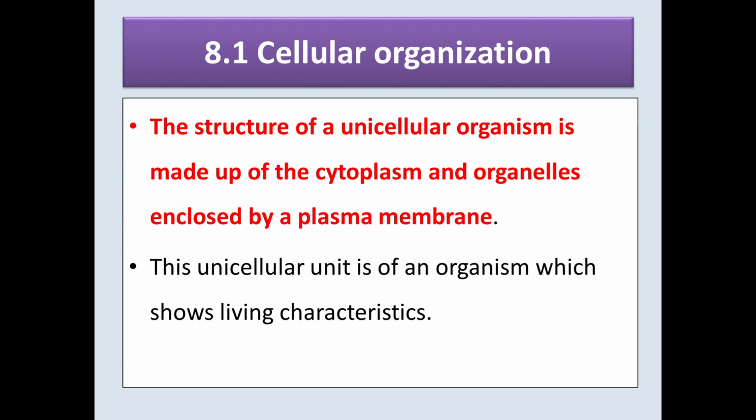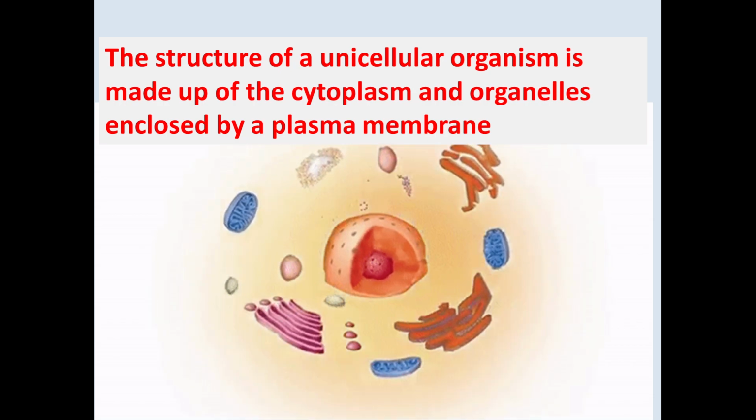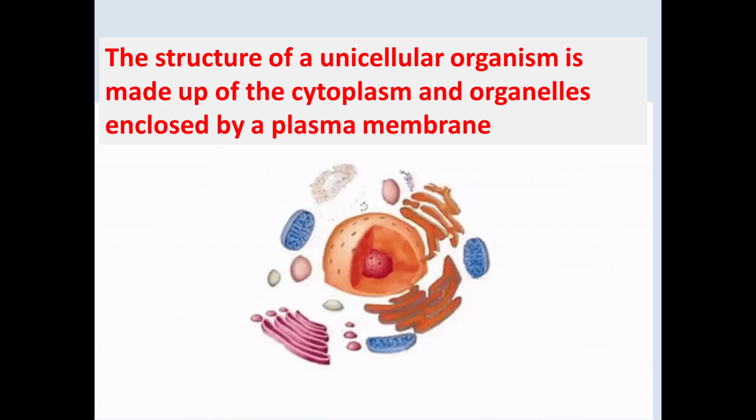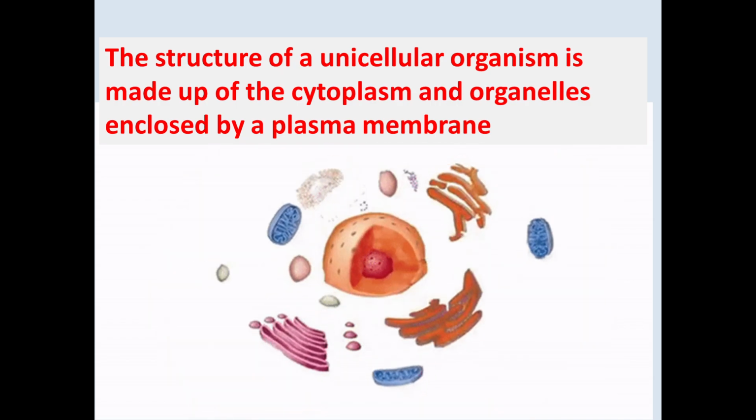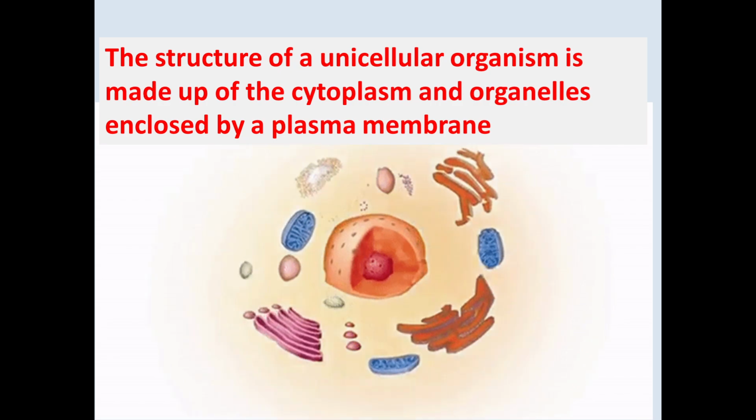But if you consider the multicellular organisms, the bodies are made up of a number of cells organized together. The basic facts you should know is the structure of unicellular organism is made up of cytoplasm and organelles enclosed by the plasma membrane. The bodies of multicellular organisms are made up of number of such cells organized together. What you see here is various kinds of organelles in a typical cell.